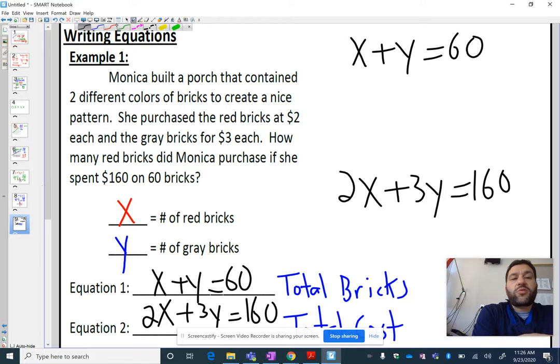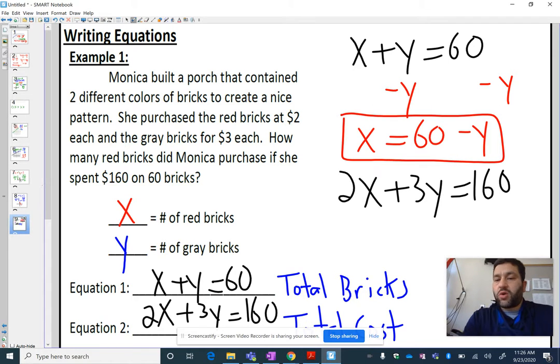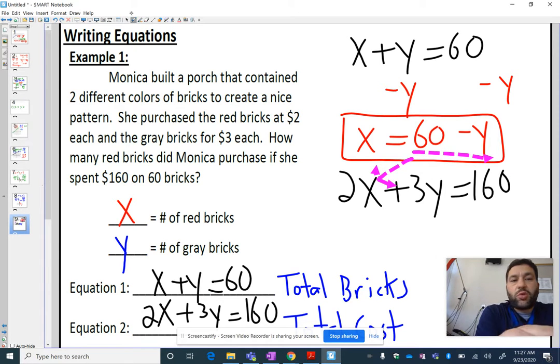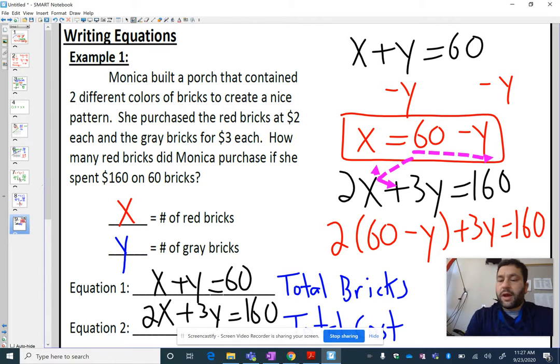So I'm going to solve x plus y equals 60 by subtracting y on both sides. You could do either one. Rewrite it as x equals 60 minus y. This right here is solving an equation for a variable. Then what we do is we take the 60 minus the y and we put that in for the x value. And look what happens. We're going to go from a situation where we have two variables to a situation where we only have one variable to solve for.